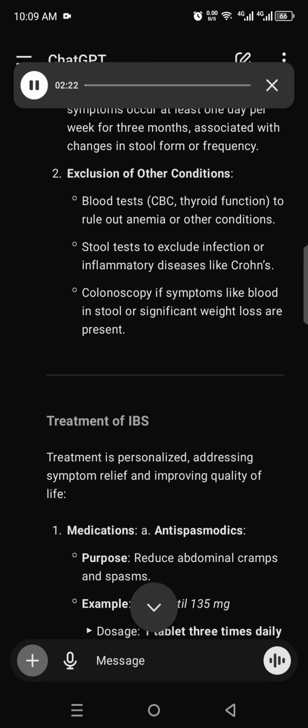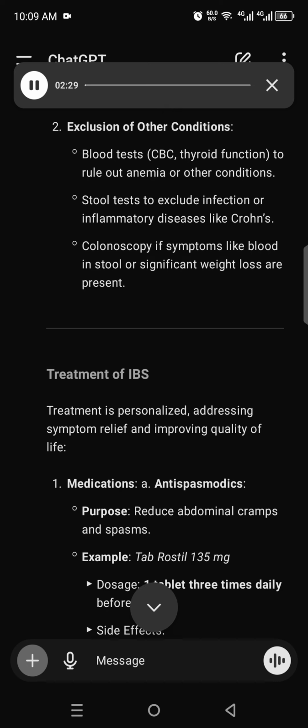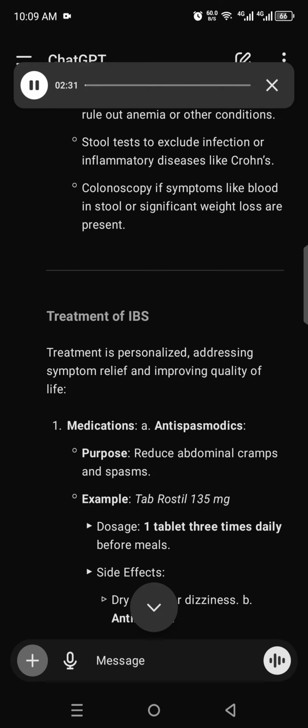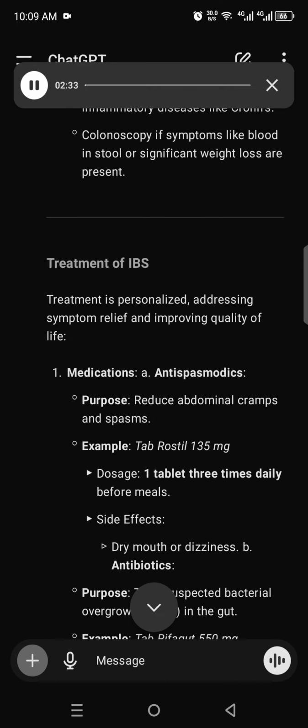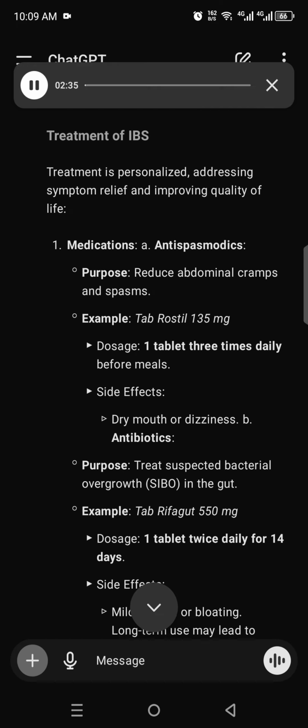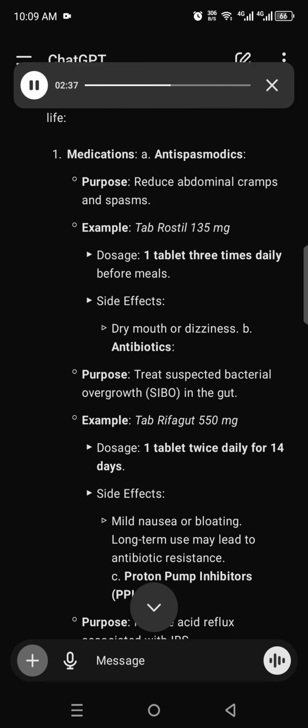Colonoscopy if symptoms like blood in stool or significant weight loss are present. Treatment of IBS. Treatment is personalized, addressing symptom relief and improving quality of life. 1. Medications. A. Antispasmodics. Purpose: reduce abdominal cramps and spasms.